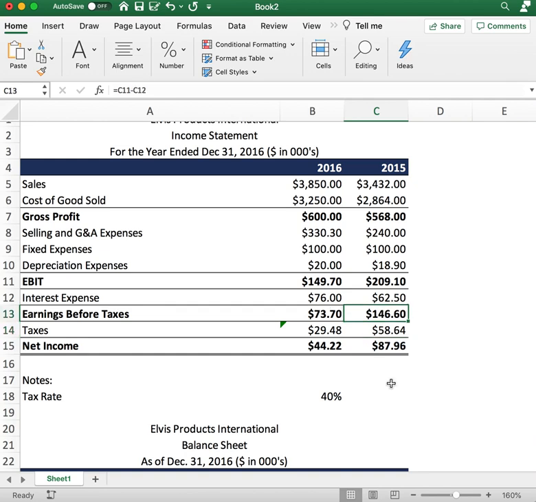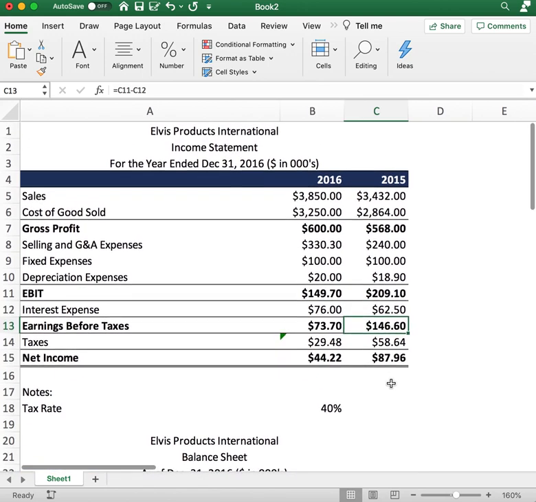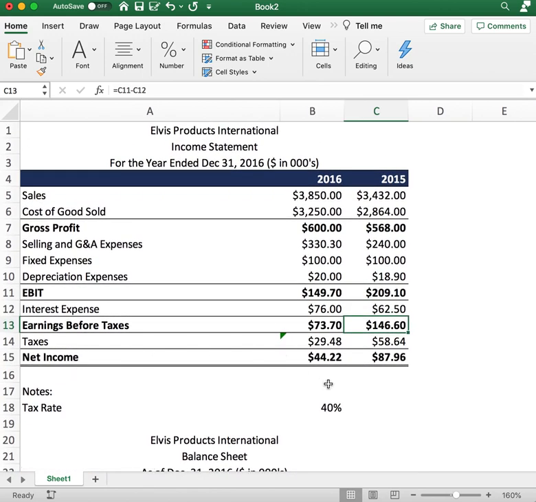All right, and then that leads us to the last item here, which is the net income. So for 2016, we had $44.22 of net income. In 2015, we had $87.96 of net income. All right, so that's the income statement.